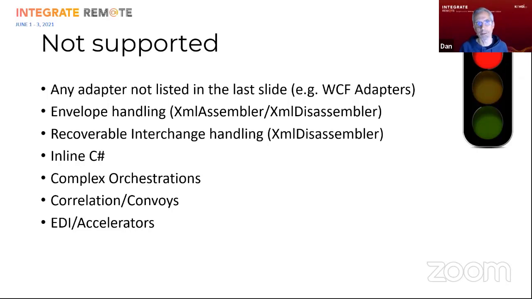I've already mentioned envelope handling is not handled, so therefore recoverable interchange handling necessarily wouldn't be there. Inline C# wouldn't be carried across exactly, but I think placeholders will be generated for that. And by complex orchestrations, just think about anything you can't imagine implementing in a logic app right now. That would be an example.